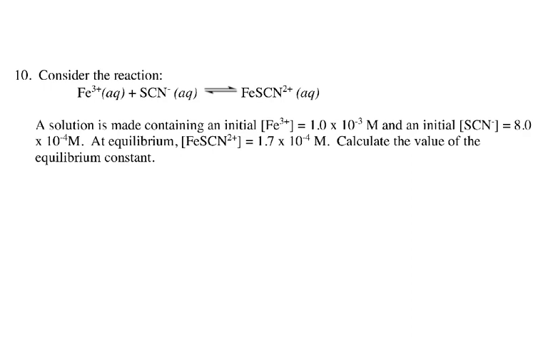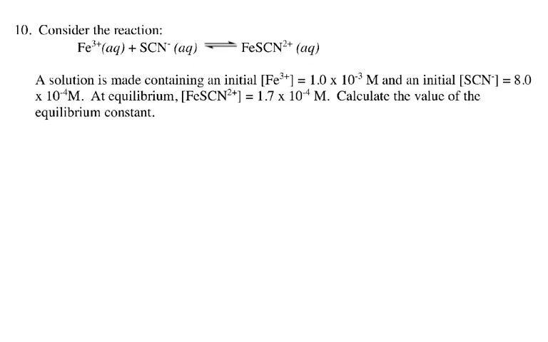Here's our next question. I would recommend pausing the video and working this through and then checking back to make sure you did it correctly. Consider the reaction iron 3 plus thiocyanate goes to iron thiocyanate. A solution is made containing an initial iron 3 concentration of 1 times 10 to the minus third molar and an initial thiocyanate concentration of 8 times 10 to the negative fourth molar. At equilibrium, the product concentration is 1.7 times 10 to the minus fourth molar. Calculate the value of the equilibrium constant.